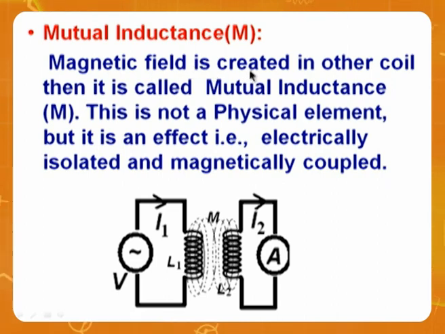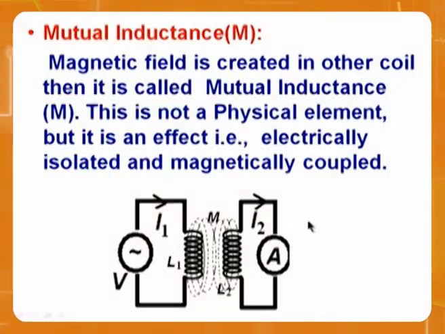The second idea is mutual inductance. When a magnetic field is created in another coil, it is called mutual inductance. Please understand, if the EMF is generated within the same coil, it is called self-EMF. If the EMF is generated in another coil due to the current in another coil, that is called mutual EMF. Physically, there is no physical element here, but still there is an effect. Like we see an inductor, we don't see M. M is not physically existing. It is basically existing just as an effect.